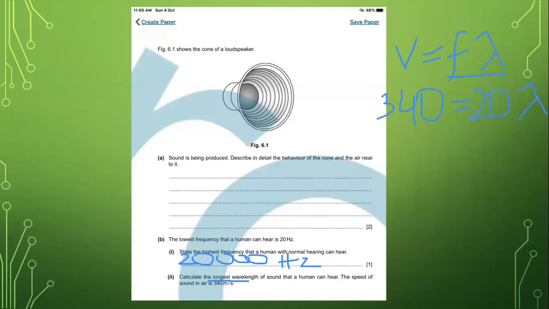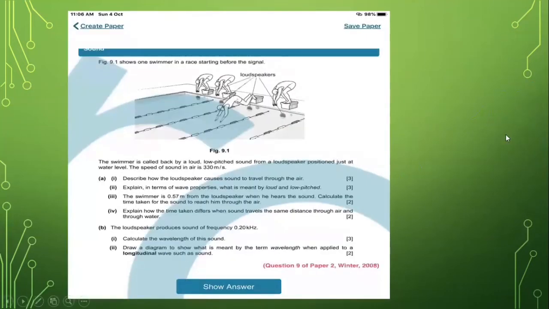So the wavelength will result in 17 meters, and you need to take care of the unit because wavelength is a length, so we are writing meters. The next question shows one swimmer in a race starting before the signal.